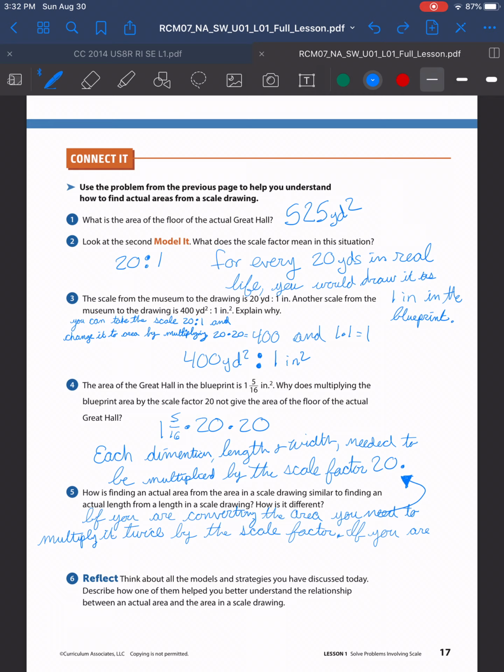Solving, S-O-L-V-I-N-G. If you are solving by multiplying just the length and the width, then you only multiply it once each.